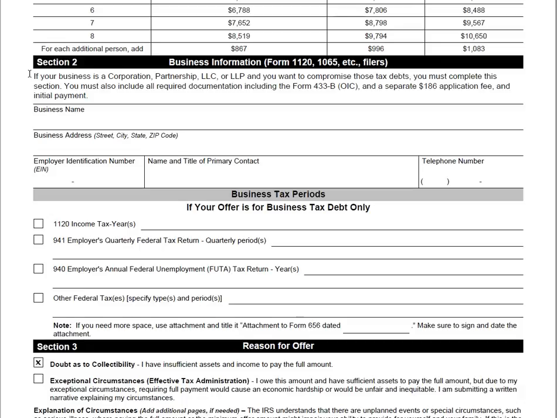So this would only be for if you have recently closed a business and are working on getting out of it, or you're in the process of shutting it down. So you'd put in your business name, business address, your employer identification number, the name and the title of the primary contact at the business, and the phone number.